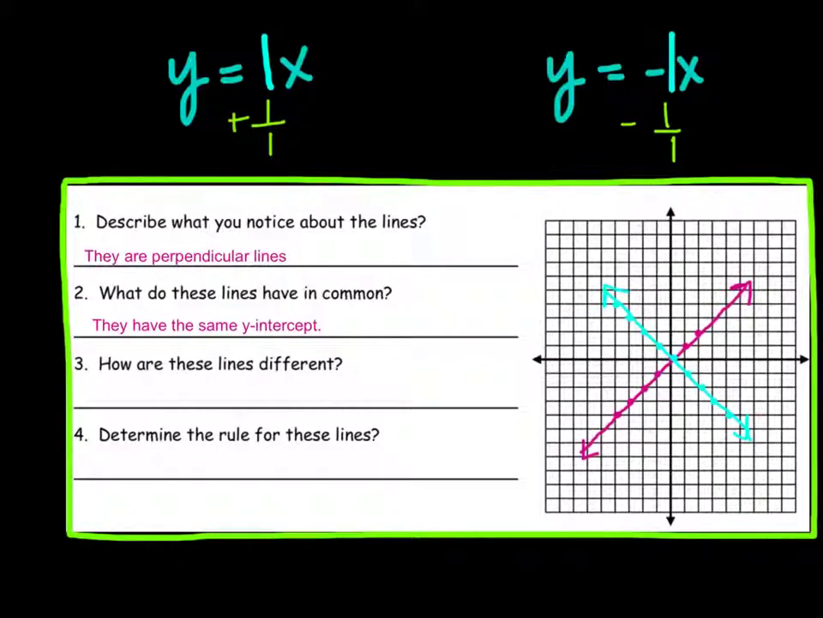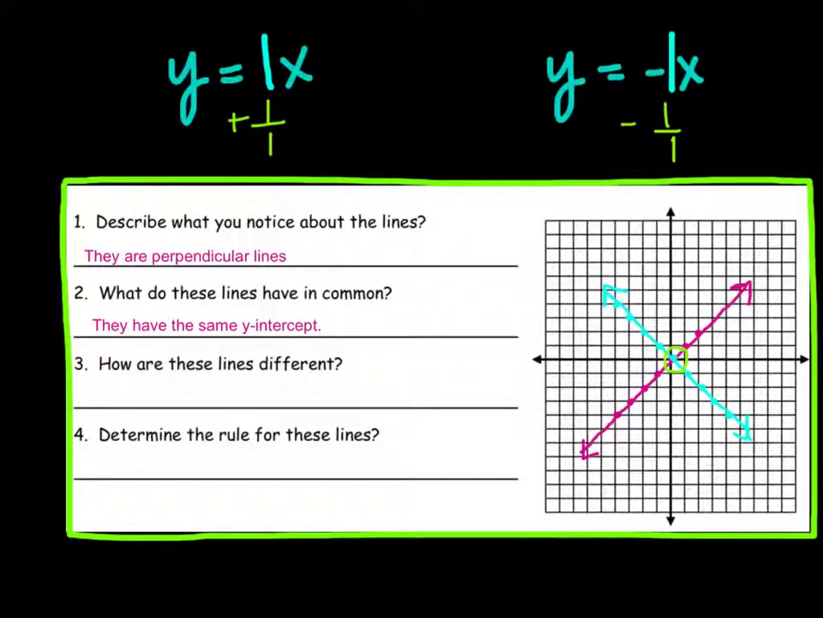So again, how are they different? Or what do they have in common? They have the same y-intercept, and again, it crosses at the origin at (0, 0). So we see that cross here. Now, how are the lines different on this one? Well, one is increasing, the other is decreasing.